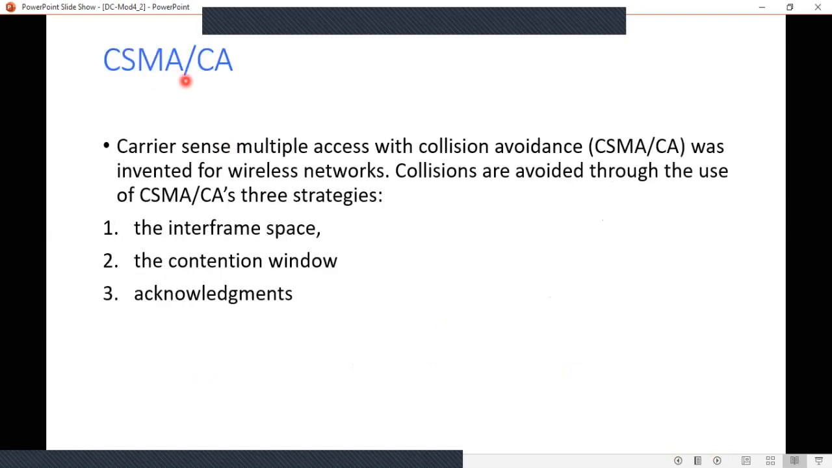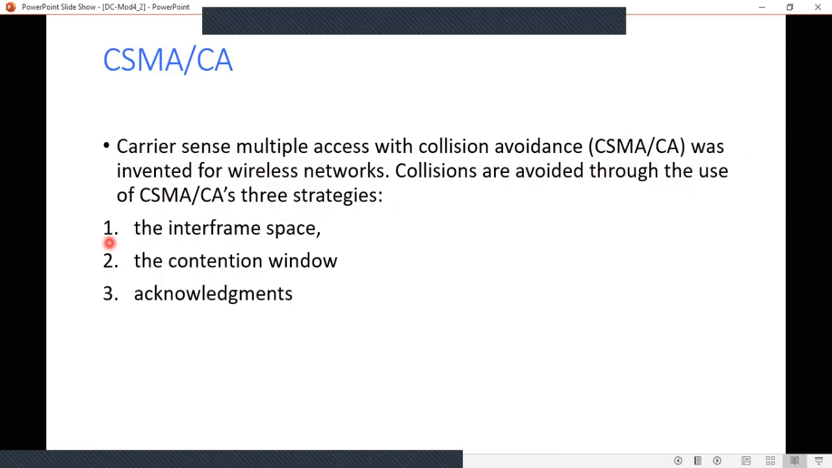Next, we'll see the next protocol, that is carrier sense multiple access with collision avoidance. Usually we use this protocol for wireless networks. Collisions are avoided using these three strategies. Before that, what is CSMA/CA? Carrier sense multiple access with collision avoidance was invented for wireless networks. Collisions are avoided through the use of CSMA/CA's three strategies.